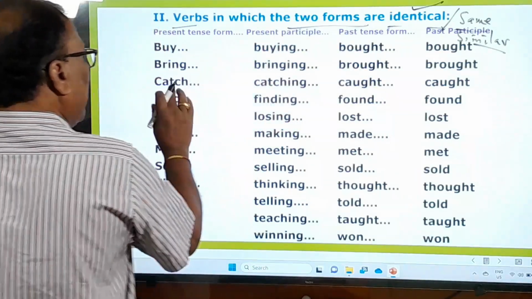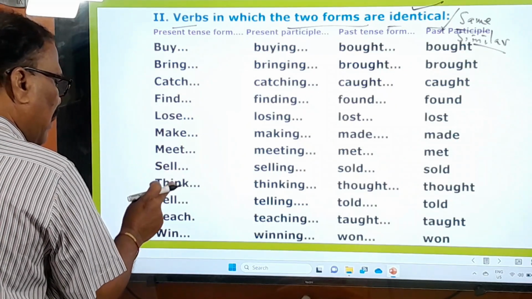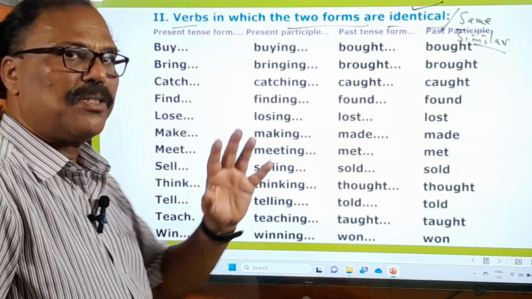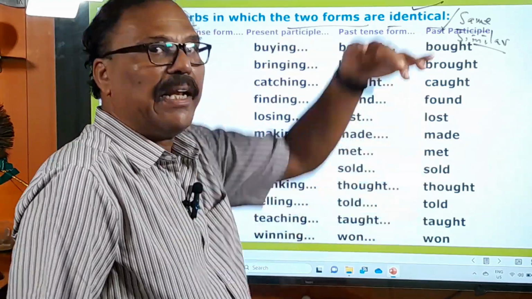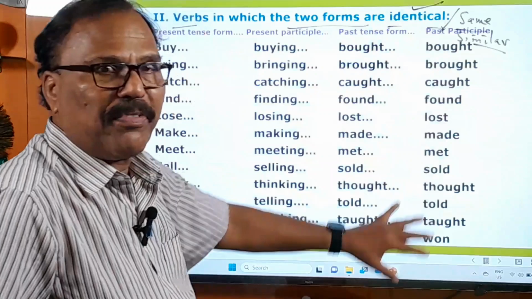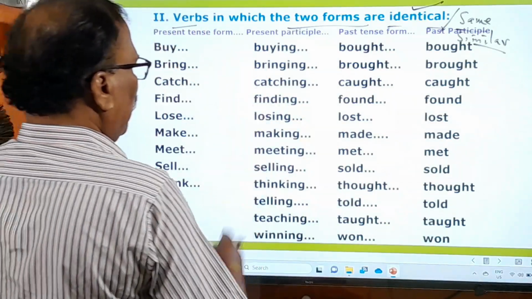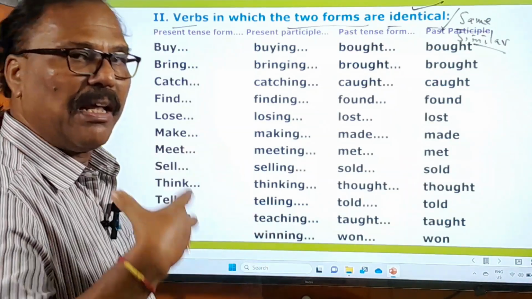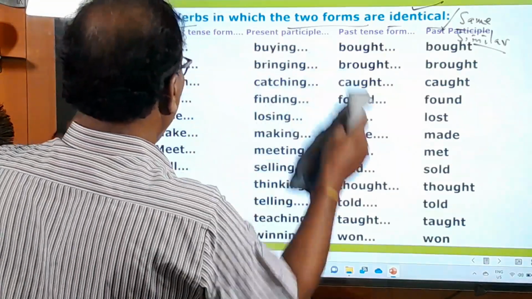Bring, catch, find, lose, make, meet, sell, think, tell, teach, win. Win, gelchu. Winning, gelustu. Won, gelichenu. Won, gelichi. So this is the past participle form, the fourth form of the verb. Please keep all these things in your mind, because I cannot give the meaning for each and everything, it will take a lot of time. And you are clever enough to understand everything very easily, even without my giving you the Telugu meaning, right?